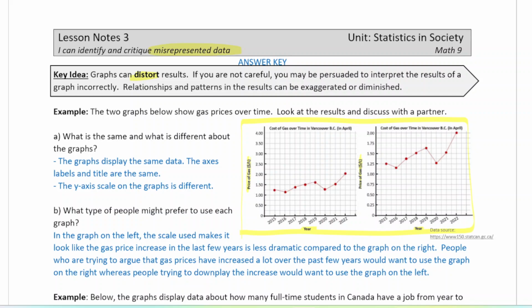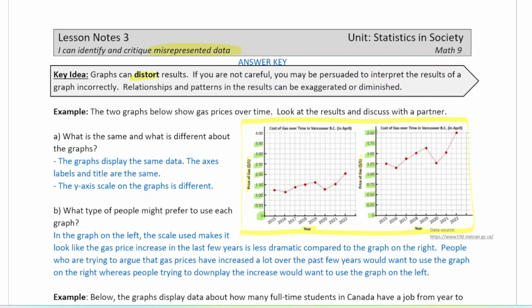But even though they're showing the same data, the graphs look quite different. This first graph starts at 0 and goes up by 50 cents. The second graph starts at 0 but goes up by 25 cents and uses more of the graph here. So when you squish your graph into a small region, the change looks less drastic than if you scale your graph appropriately. So they show the same data.